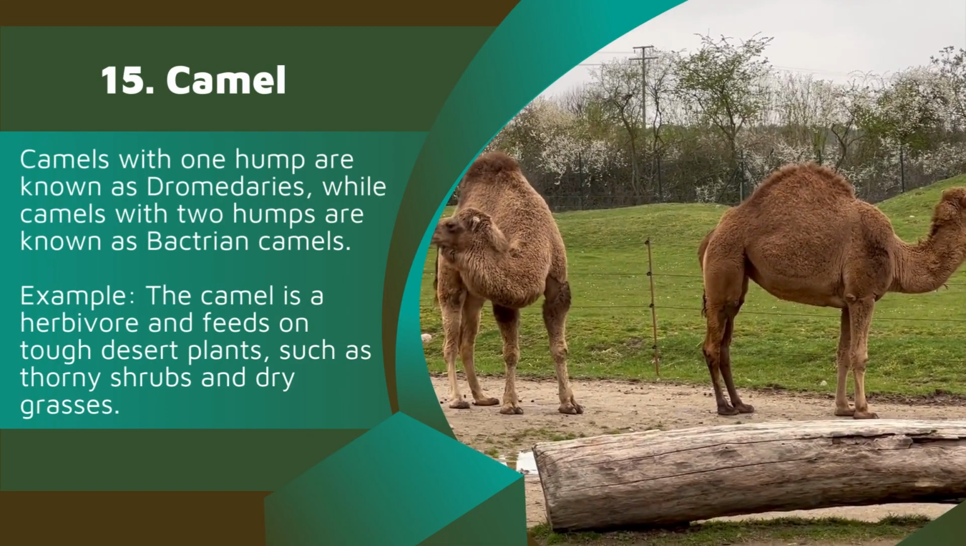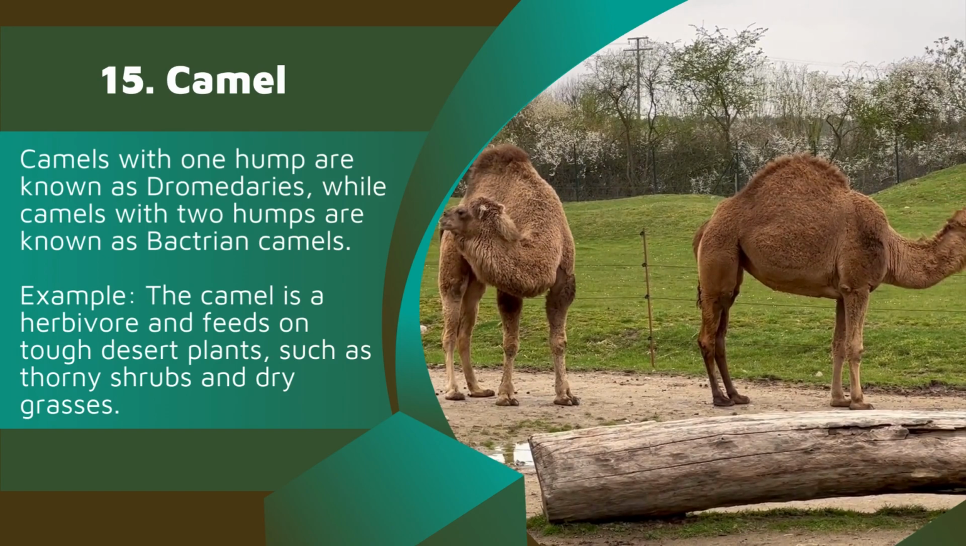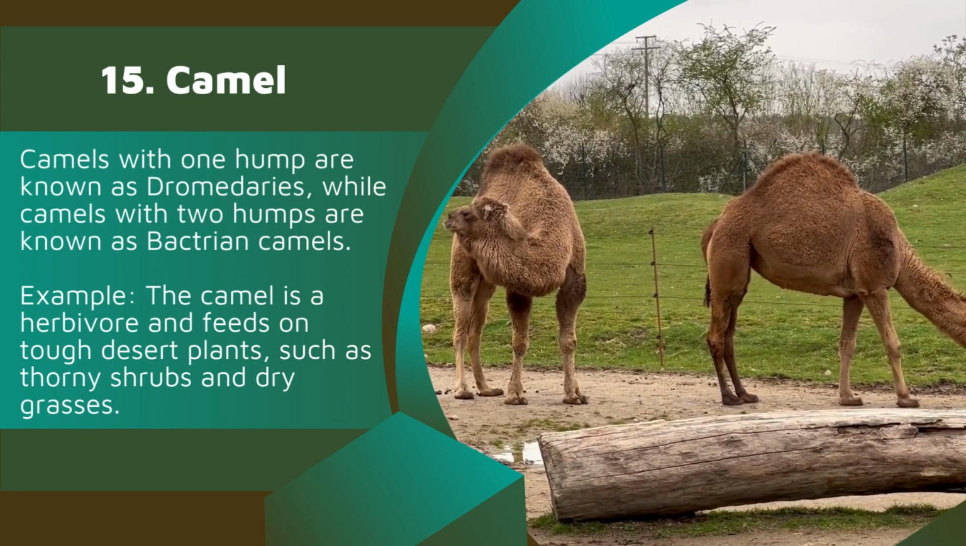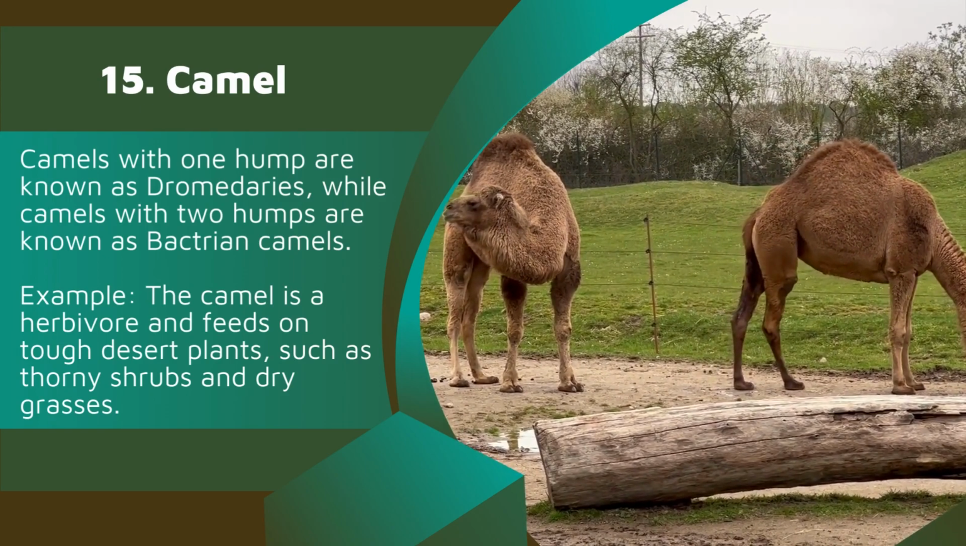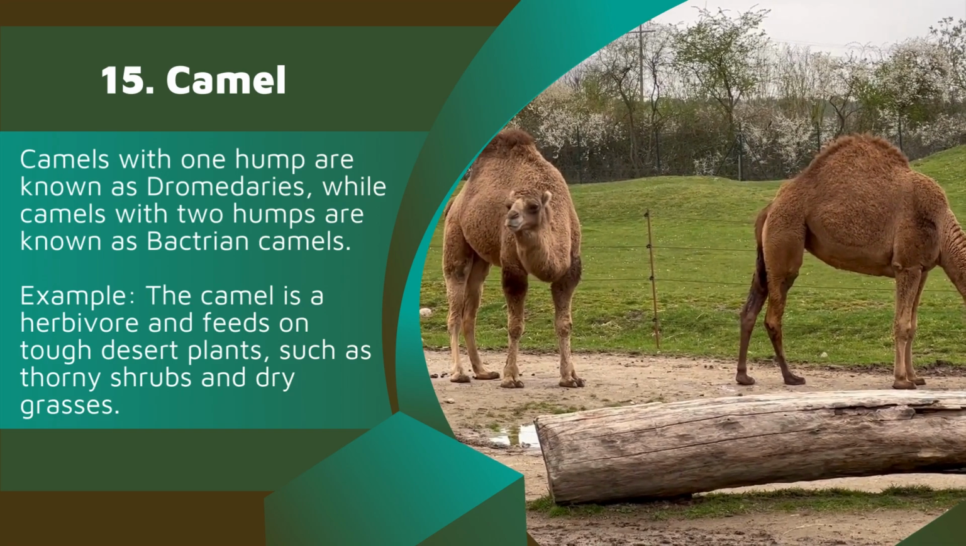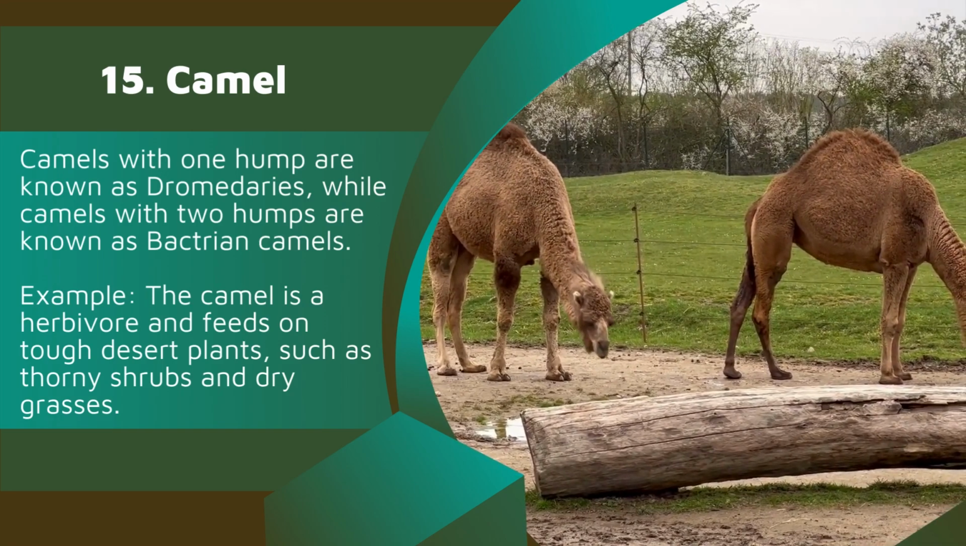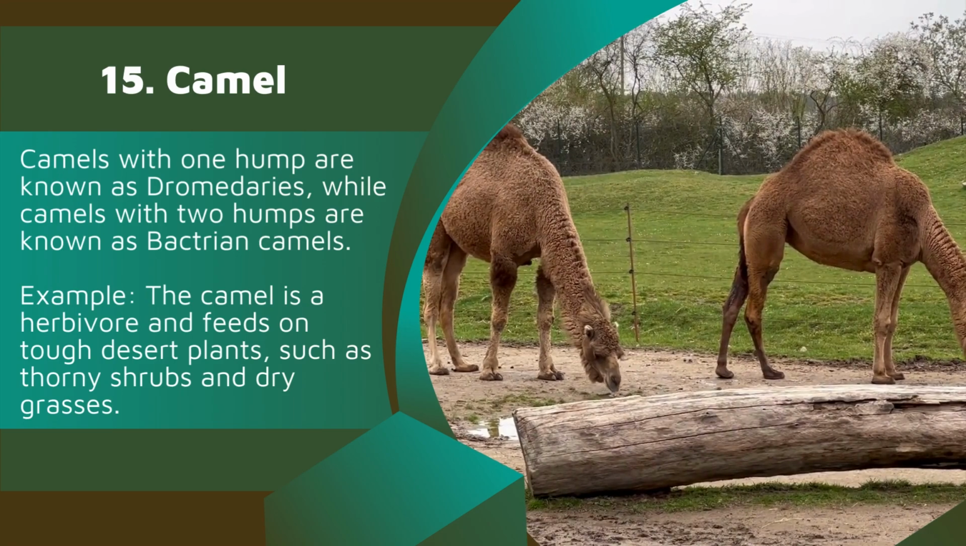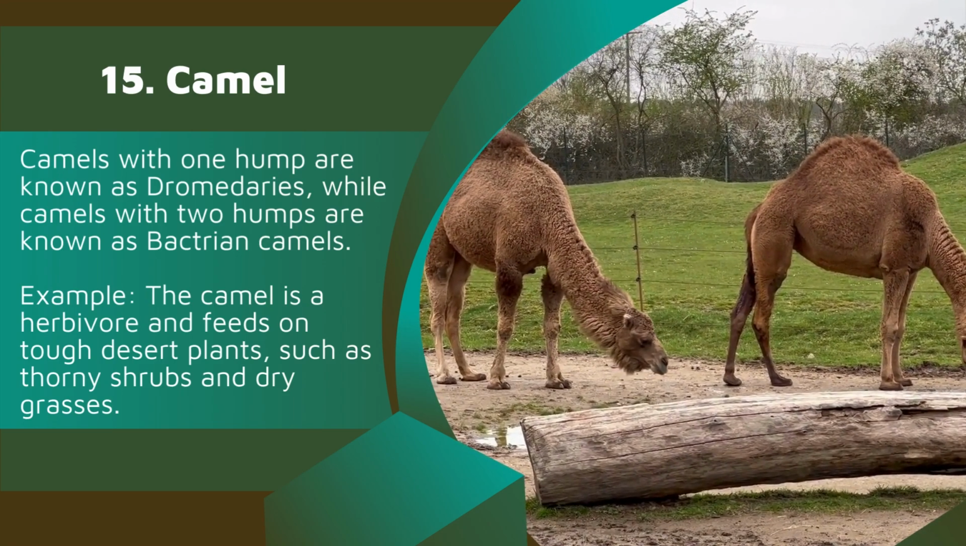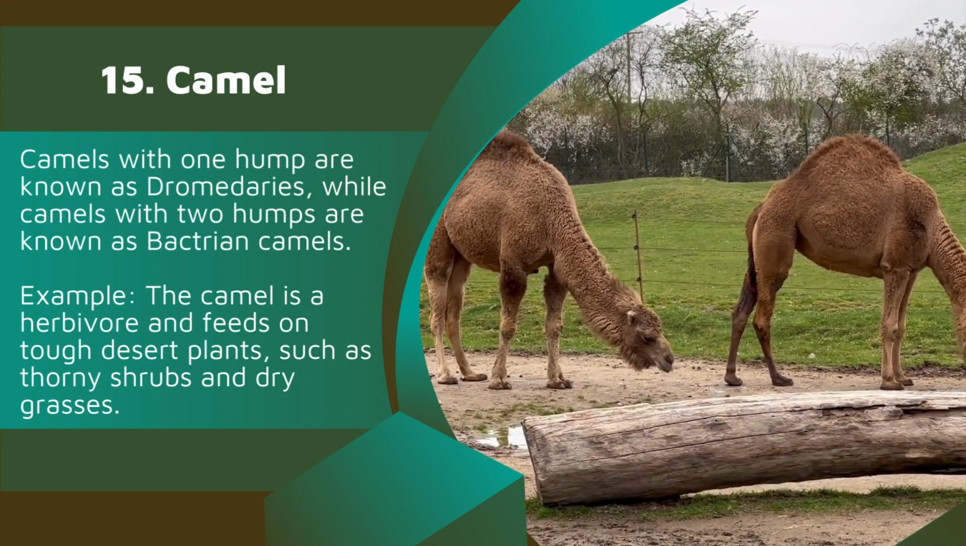15. Camel. Camels with one hump are known as dromedaries, while camels with two humps are known as Bactrian camels. Example, the camel is a herbivore and feeds on tough desert plants, such as thorny shrubs and dry grasses.